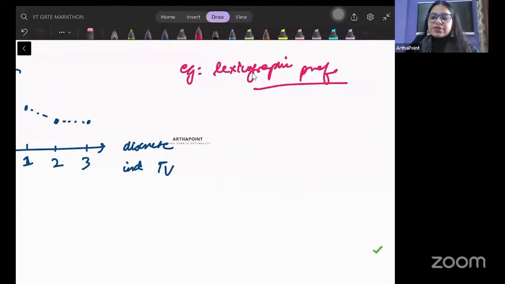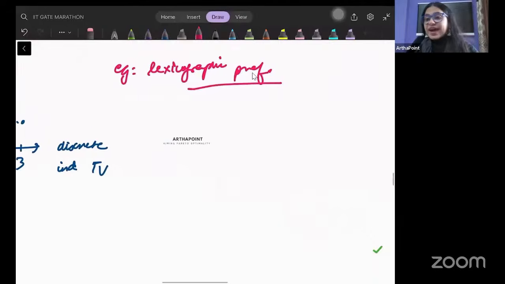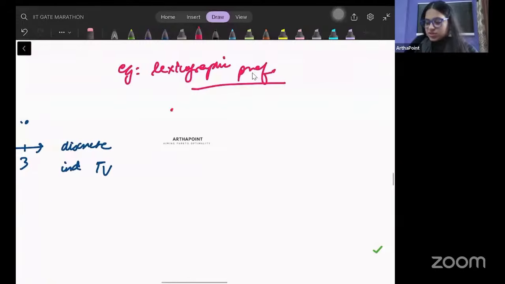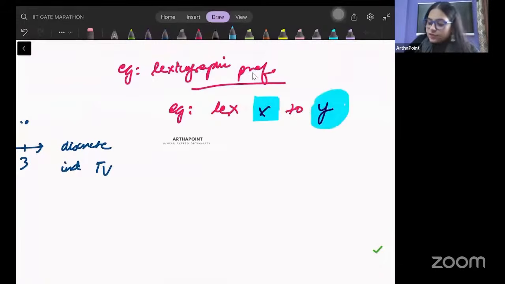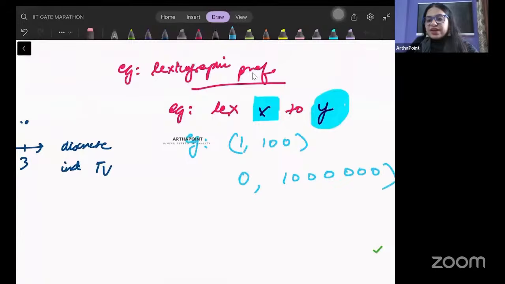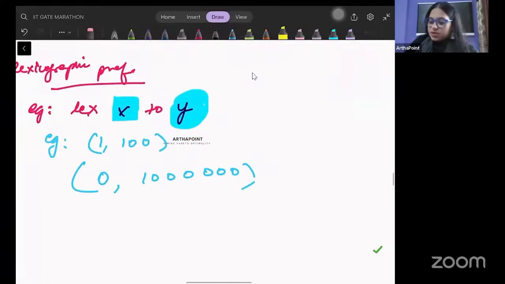So what are lexicographic preferences? Lexicographic preferences are those preferences where you will always prefer more of that good which you're lexicographically preferring. Say, for example, when I say lex x to y, it means that I want x over y. So if you tell me there are 2 bundles, 1 unit of x and 100 units of y, and 0 units of x but 1 lakh units of y, then I will prefer the first bundle. I want to prefer the bundle which has x over the bundle which has y.